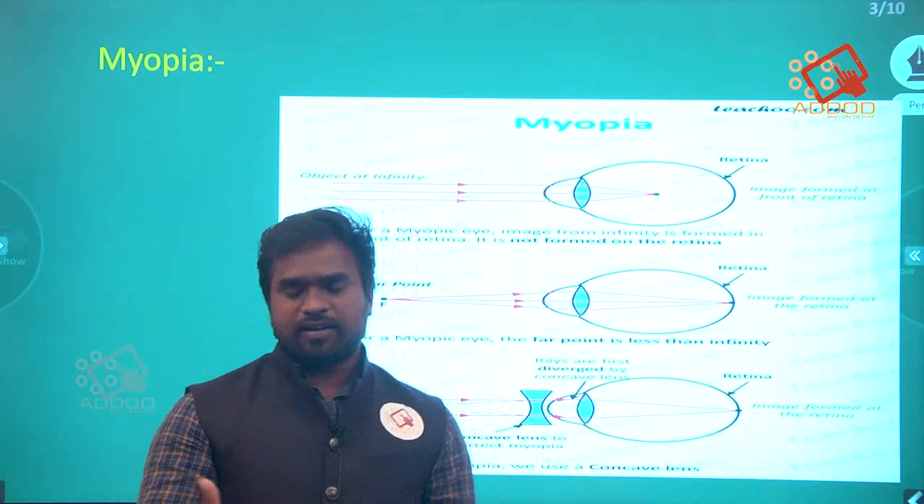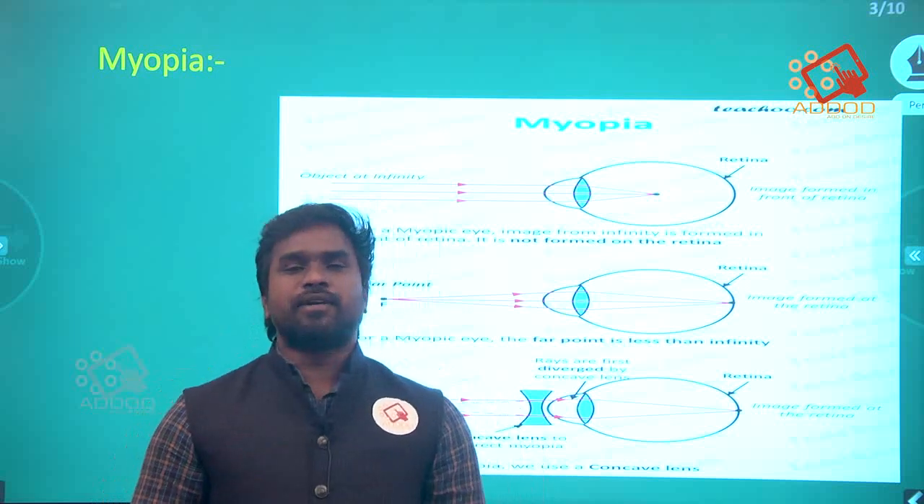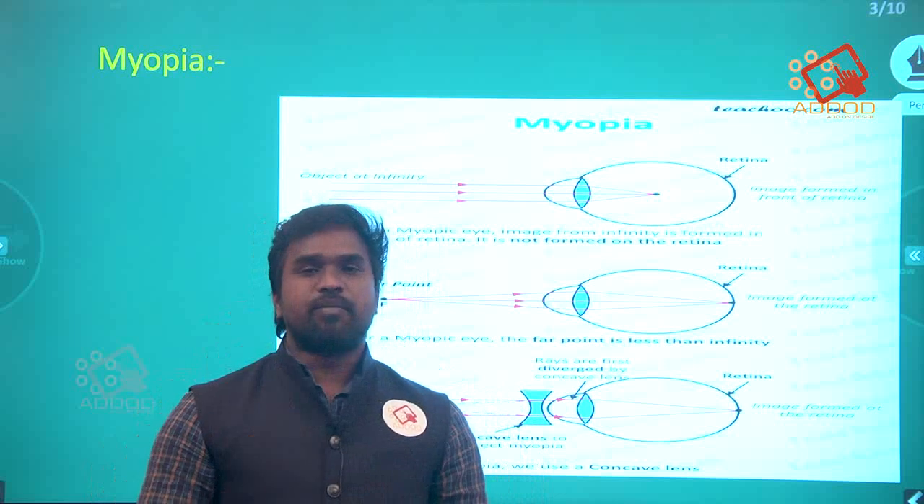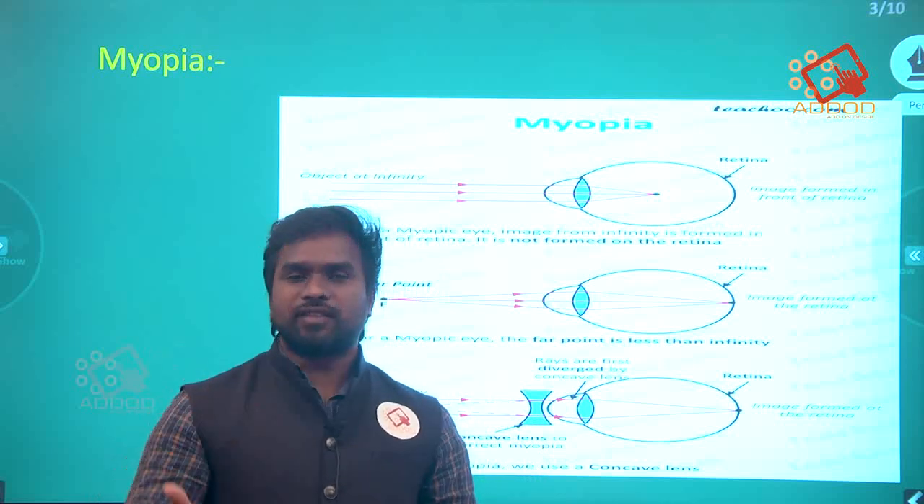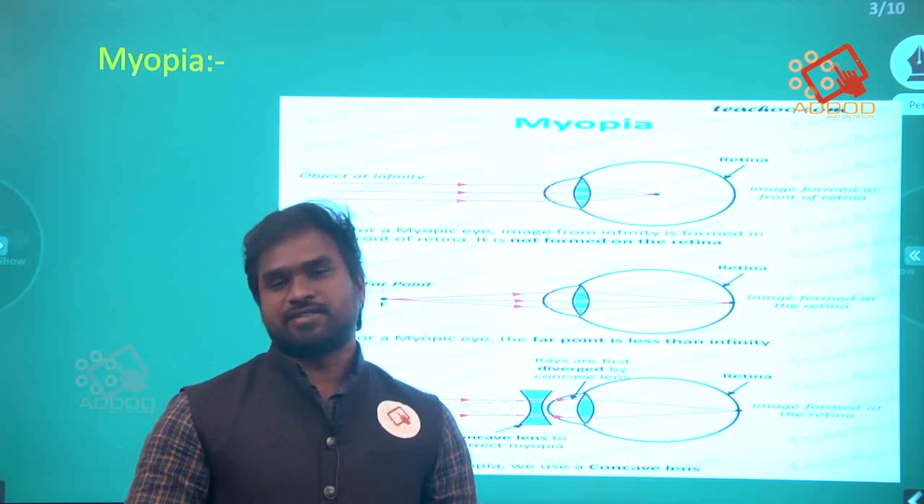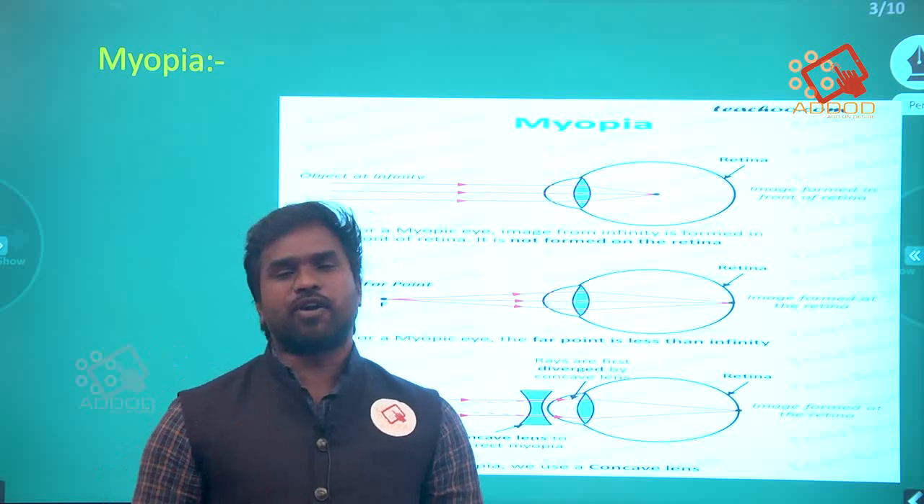Children, how can we correct myopia? To correct myopia, we use a concave lens. What about the focal length of the concave lens? The focal length of the concave lens is f equal to minus d. This is all about myopia.